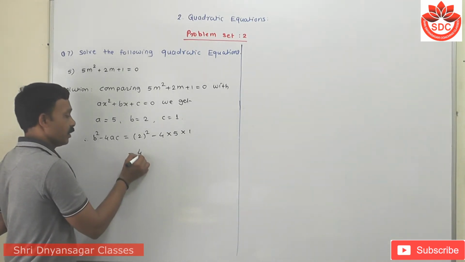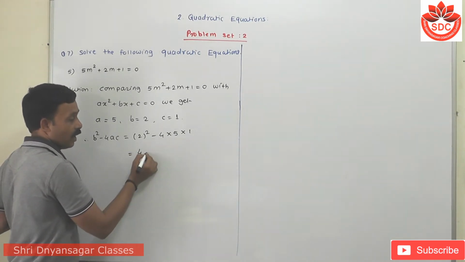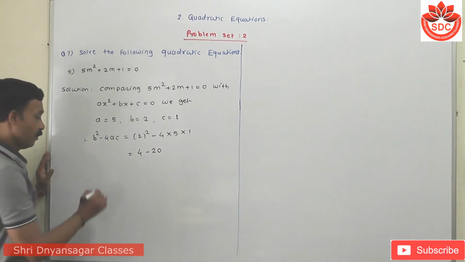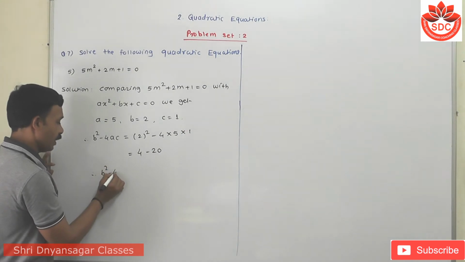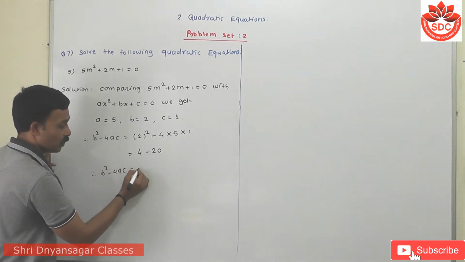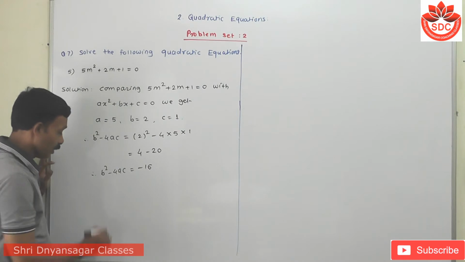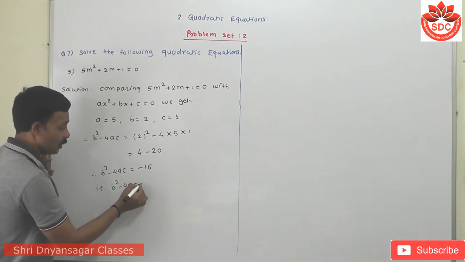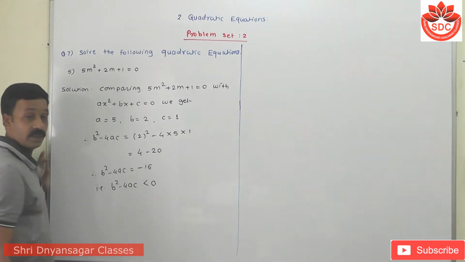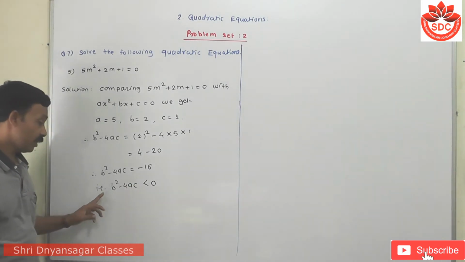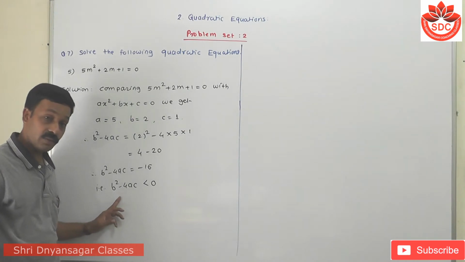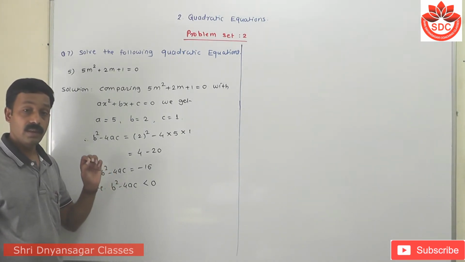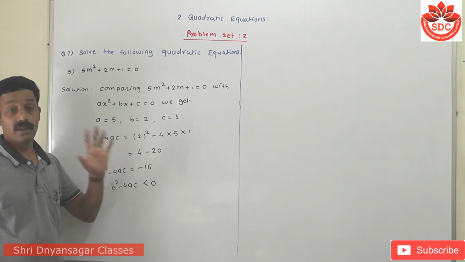Then 2 square is 4. 4 5s are 20. 20 into 1 is 20. Sign is minus. Means b square minus 4ac is equal to, subtraction, minus 16. That is, b square minus 4ac is less than 0. All of you know that, student. If the value of delta or b square minus 4ac is less than 0, then the equation has no real roots.